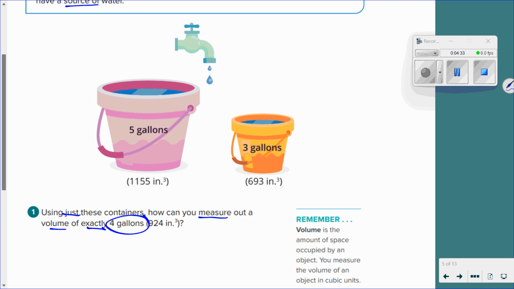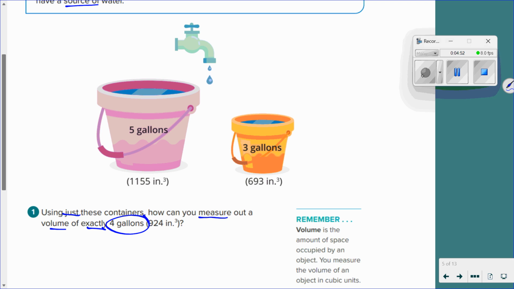So we're going to let you talk about this as a table. We'll give you 3 minutes to talk through it. See if you can figure out, using just a 3 and a 5 gallon container, it has to be exactly 4 gallons. Okay? You have 3 minutes. Go. Okay, guys, let's start our discussion.